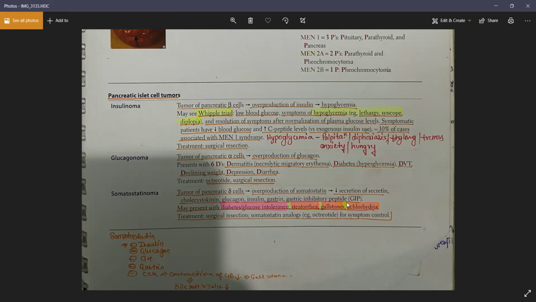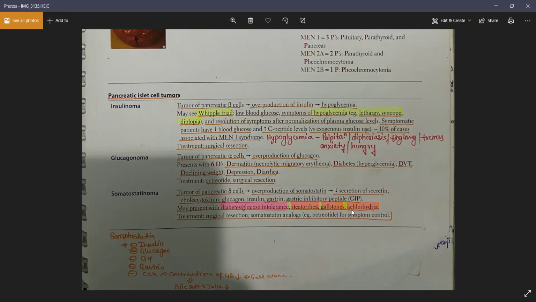You will get gallstones. Why gallstones? Cholecystokinin inhibition. Yes, exactly. The gallbladder will not contract, because somatostatin inhibits the cholecystokinin. So cholecystokinin won't be there to cause contraction of the gallbladder, and you will get gallstones.